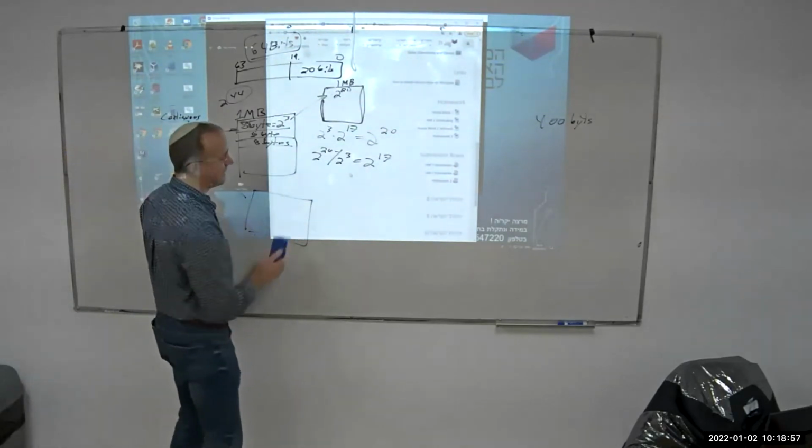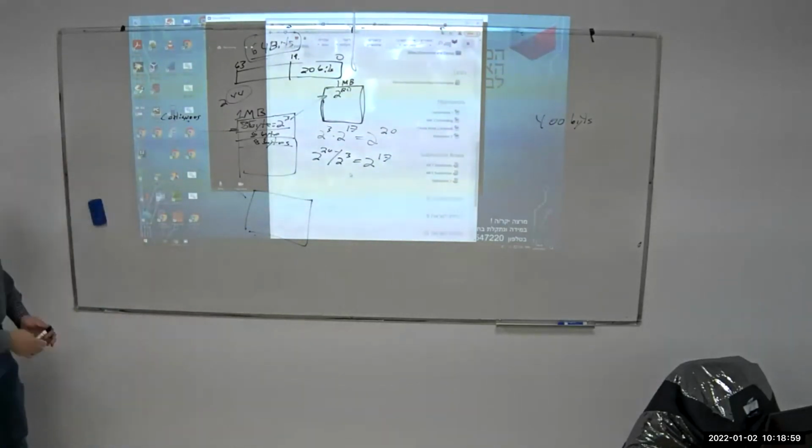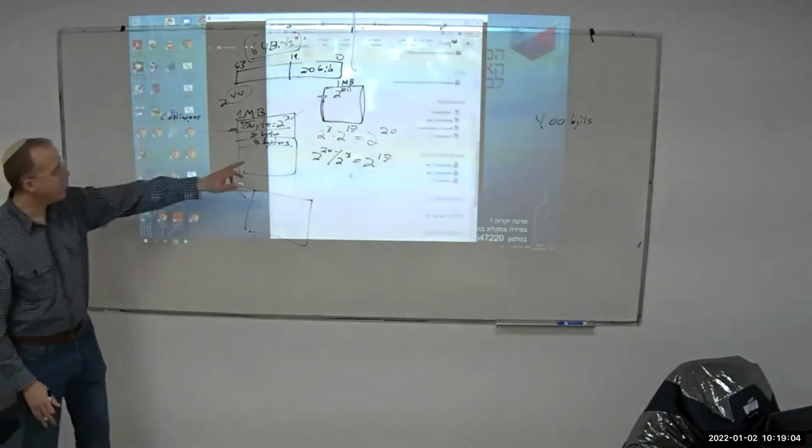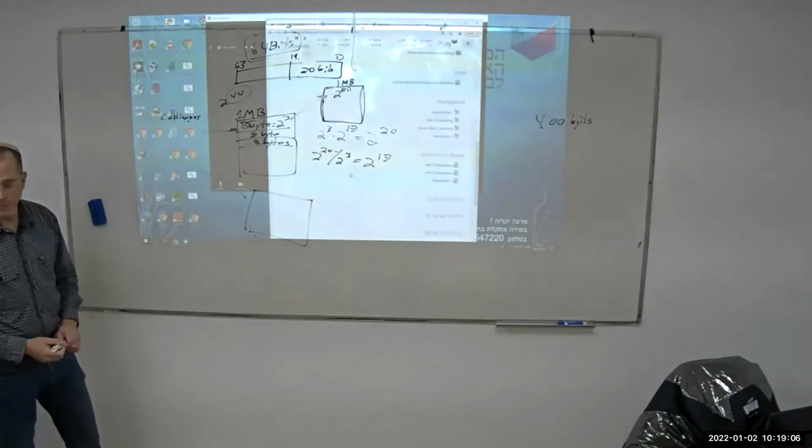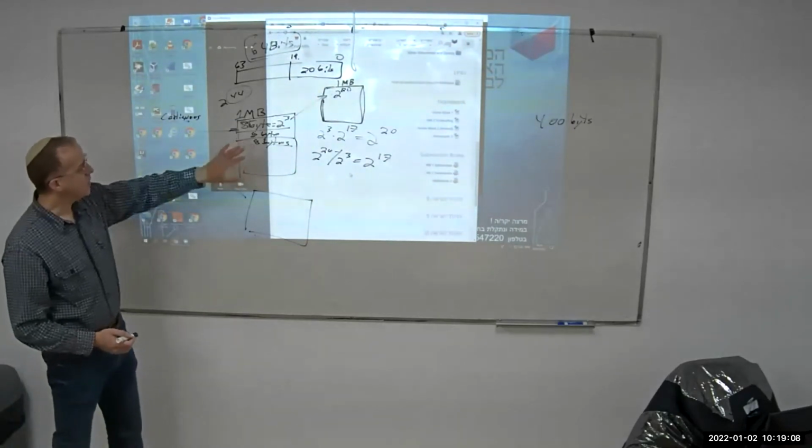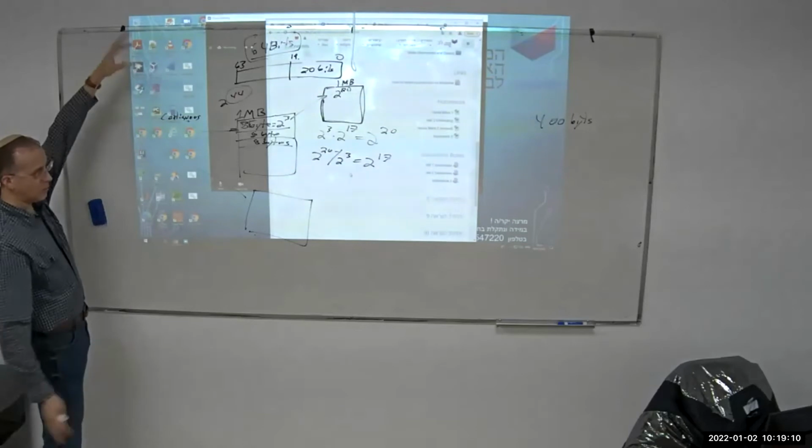Can you just repeat what 2 to the 17 is? It's how many rows are in our pages of this page table. Essentially we had this page table. It was very long.